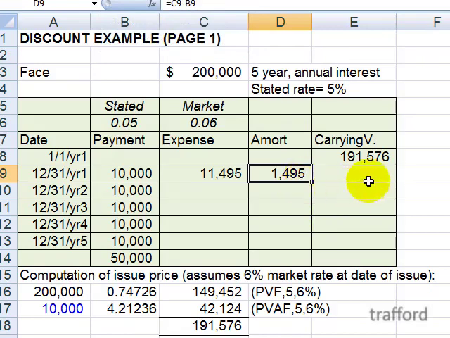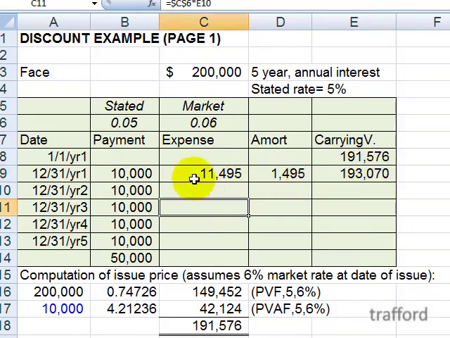Amortization is the amount by which the carrying value of the bond changes. So in this case, remember, we knew the carrying value has to get bigger, so the new carrying value of the bond is going to be $191,576 plus $1,495. It grows to $193,070. So I'm here in an Excel table.